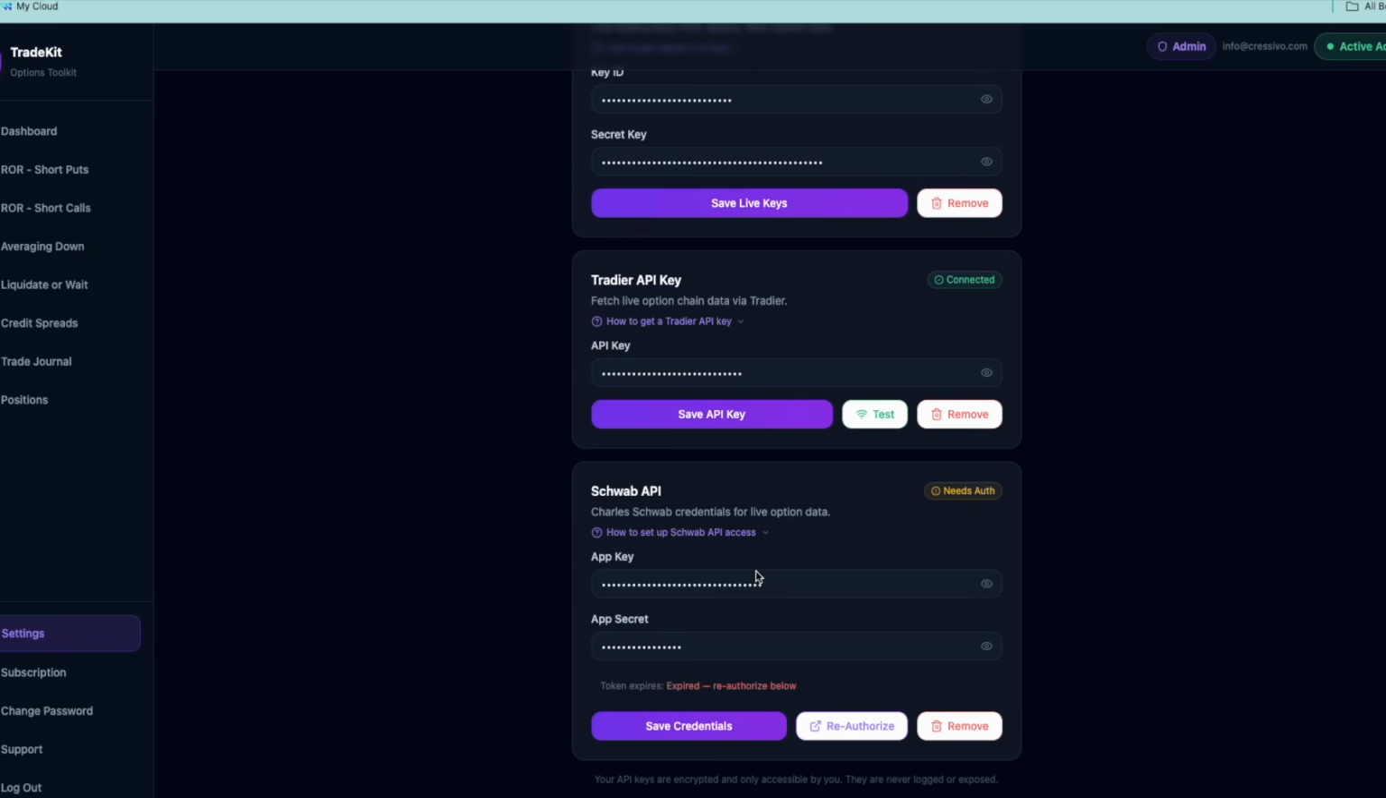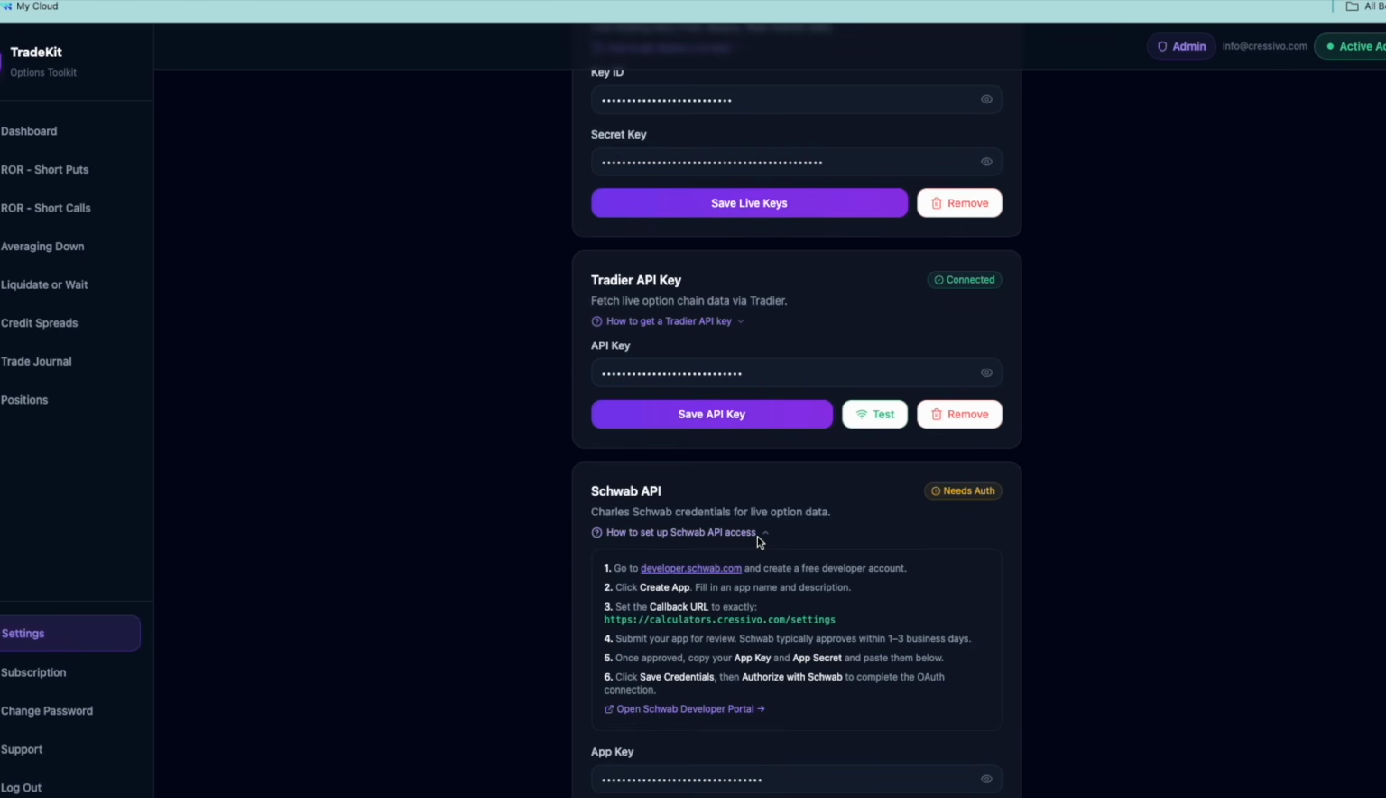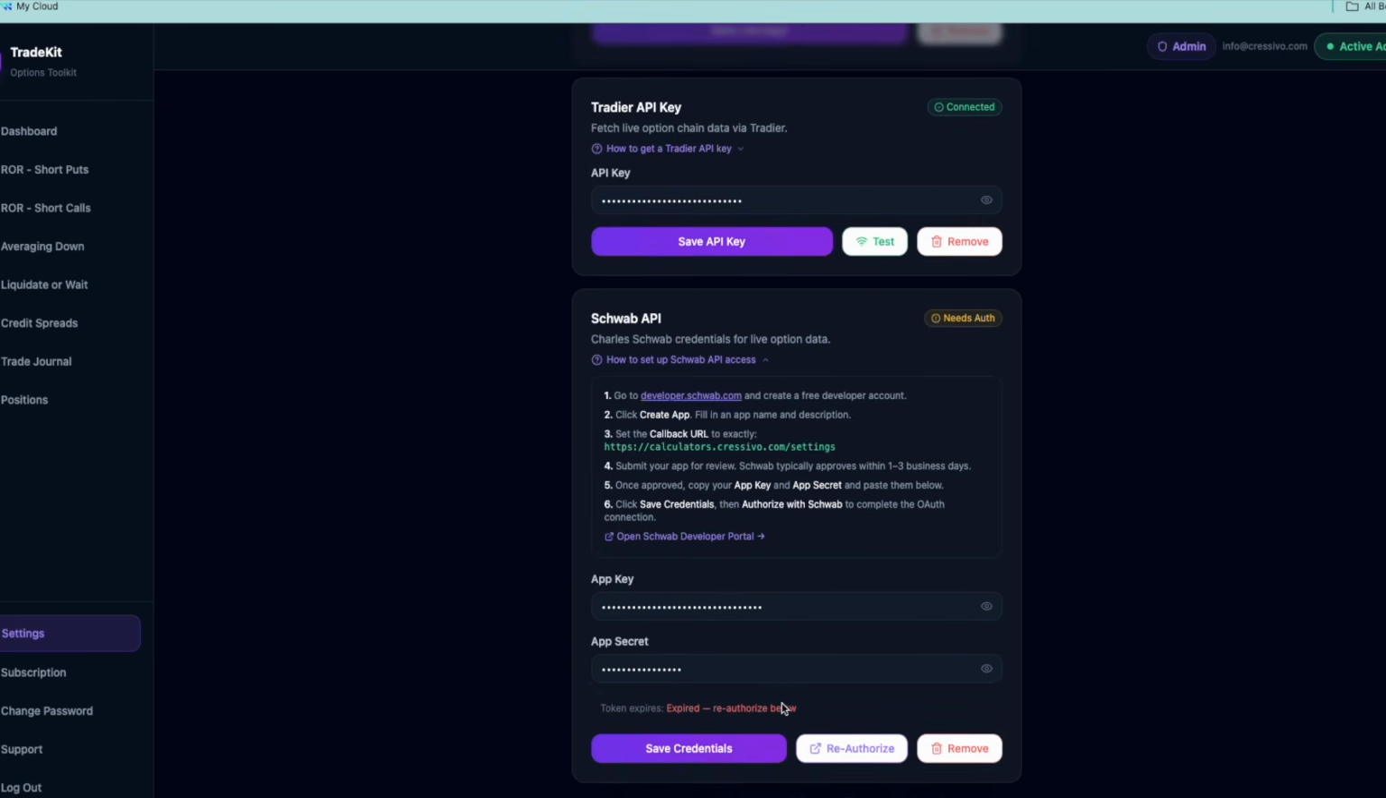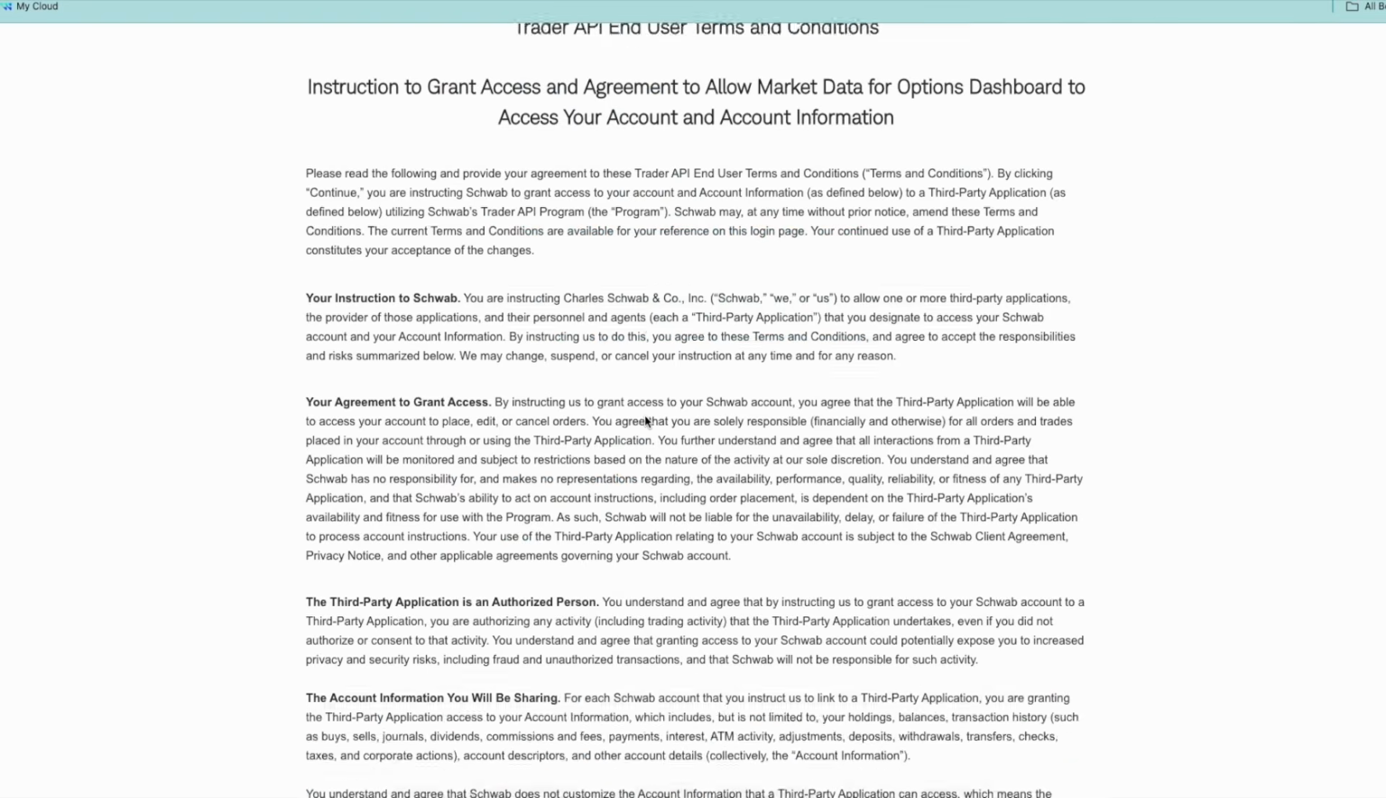If you don't have an API key, it's super easy. Basically, you would just click this help button here, and it walks through step by step. And once you have your API keys, you're just going to authorize the app.